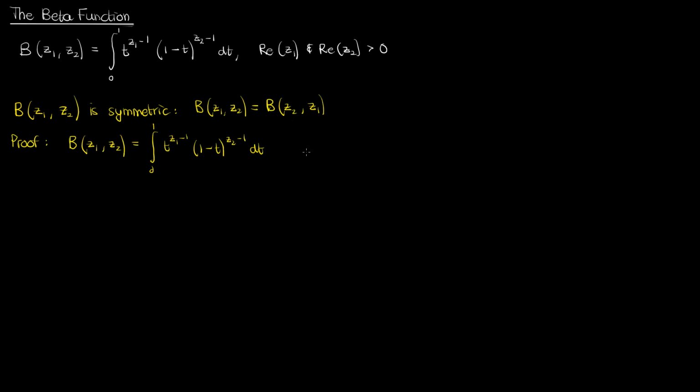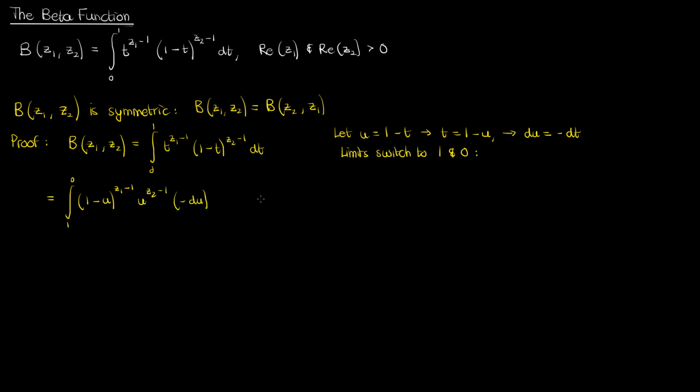Now, to prove the symmetry property, we'll make a u substitution and let u equal 1 minus t. In that case, t is just 1 minus u and du is just negative dt. The limits of integration this time switch from 1 to 0 when we integrate with respect to u, as opposed to 0 to 1. Now, if we make these substitutions to our integral, this is what we get. And since we've got a negative sign with the du, we can actually use it to flip the limits of our integration and end up with the following.